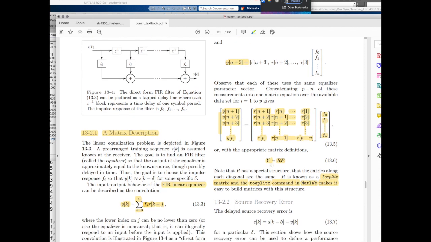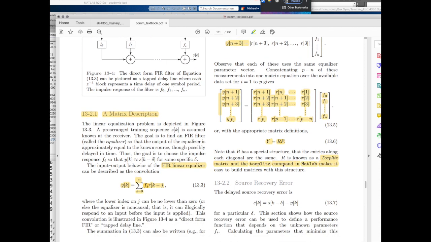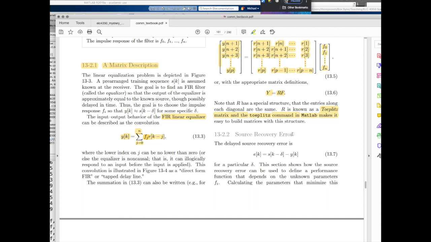All right, so y equals R times F. Next, if we're going to do equalization, we have to come up with a cost criterion. And here's where this reliance on the parameter delta shows up. He pushes this into the signal.